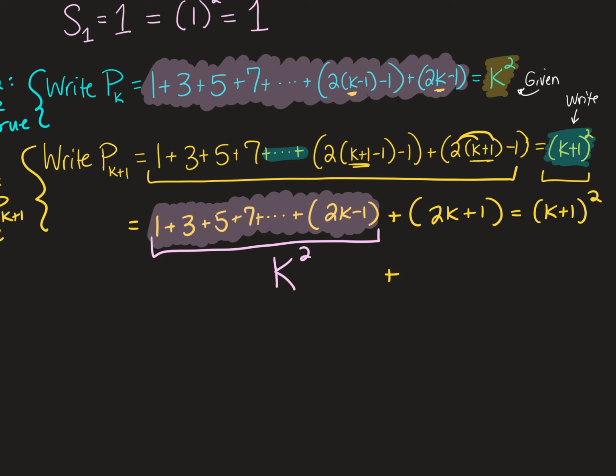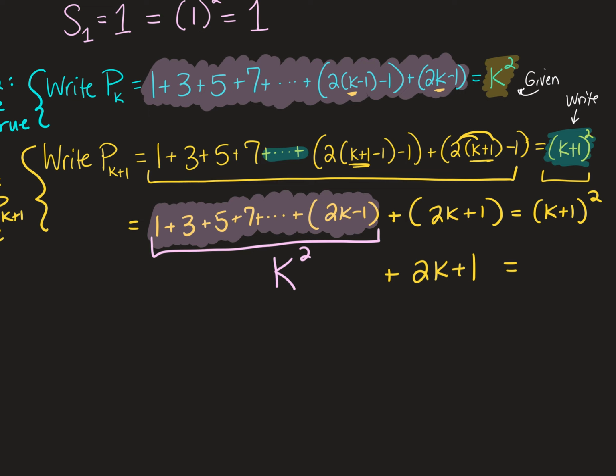Now I've got a little bit more here. I've got 2k plus 1 still. Notice I took the parentheses off of that. I'm adding it. I'm not multiplying it. There's no squared. The parentheses are no longer necessary. So that left side, I've been able to rewrite as k squared plus 2k plus 1. That's awesome. It's pretty much simplified as much as I can get it.